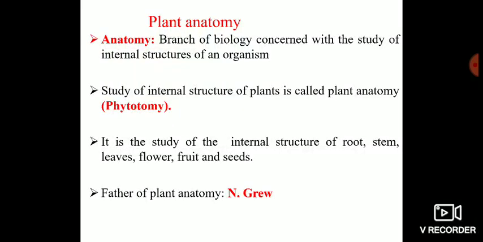Dear students, today we are going to discuss one more important unit of our syllabus, which is plant anatomy. Before discussing plant anatomy, let us first understand the meaning of anatomy. Anatomy is that branch of biology which is concerned with the study of internal structures of an organism. And the study of internal structure of plants is therefore called plant anatomy or phytotomy. Or you can say plant anatomy is the study of internal structure of root, stem, leaves, flower, fruit and seeds of plants.